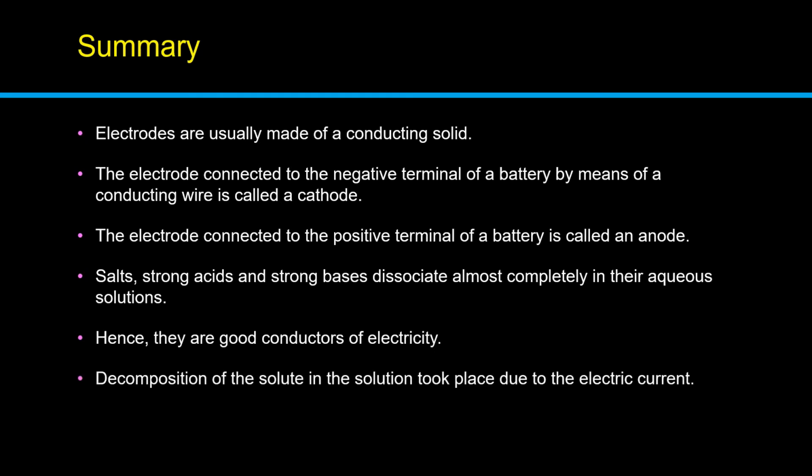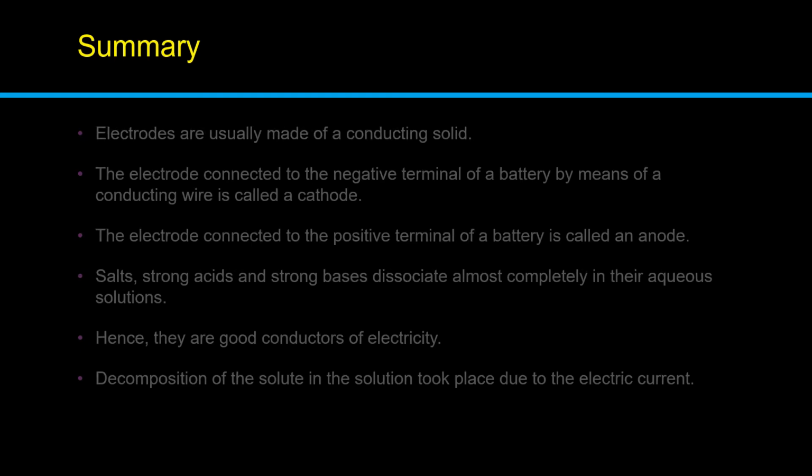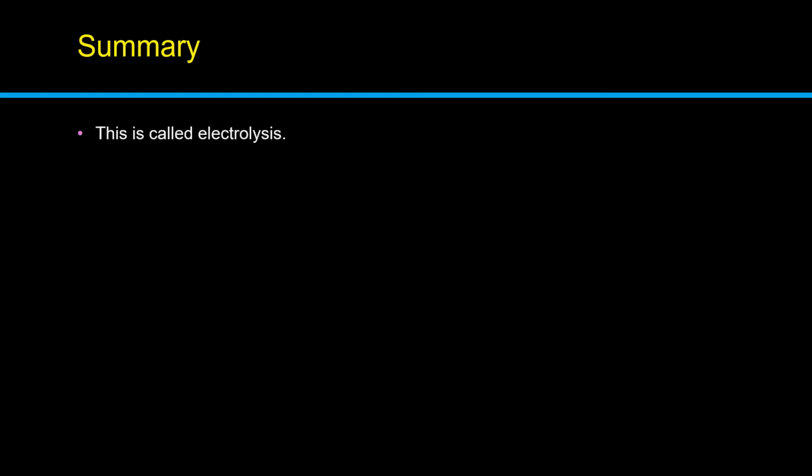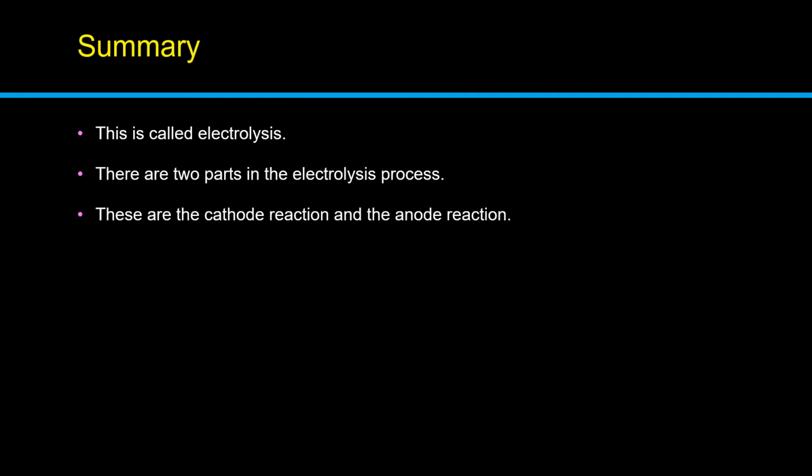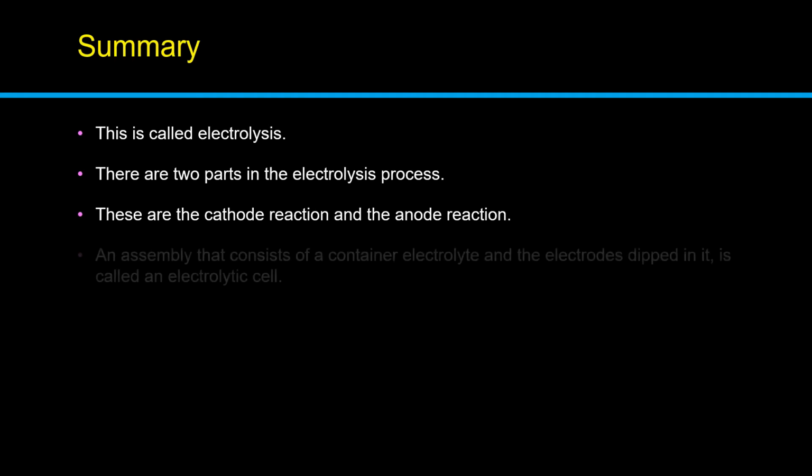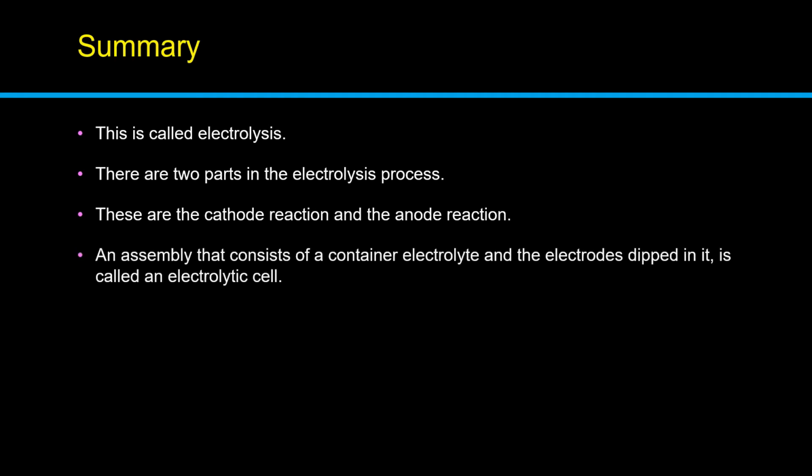Decomposition of the solute in the solution takes place due to the electric current. This is called electrolysis. There are two parts in the electrolysis process. These are the cathode reaction and the anode reaction. An assembly that consists of a container, electrolyte and the electrodes dipped in it is called an electrolytic cell.